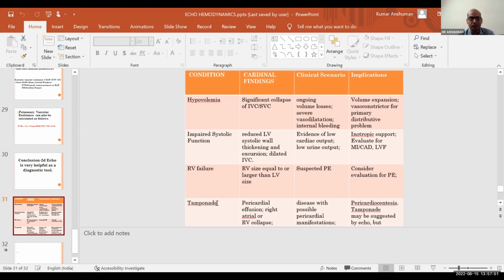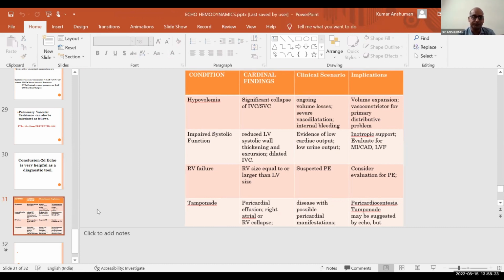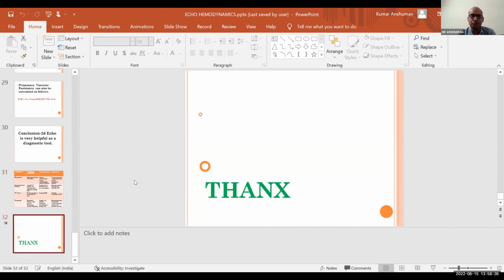Again, there may be tamponade; a very large number of cases of sudden-onset tamponade are coming in the post-COVID era. Again, you will see the pericardial effusion. You will have to look for atrial collapse or RV collapse. You look at whether this is pericardial disease or any other disease leading to cardiac tamponade and pericardial effusion, and then decide whether you have to go for pericardiocentesis or conservative management. So this is all a synopsis about the use of hemodynamics in echo.